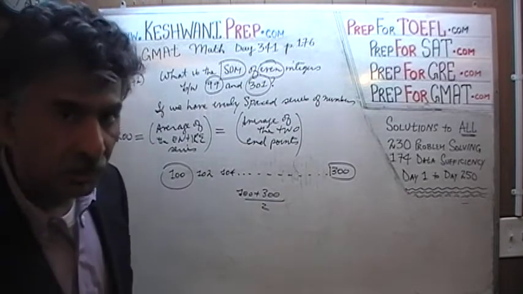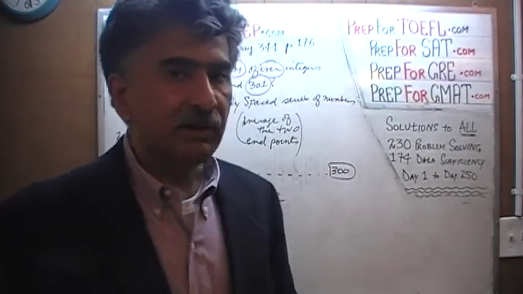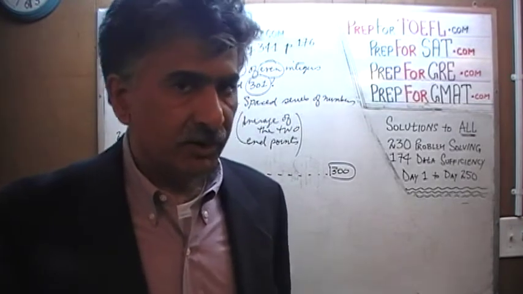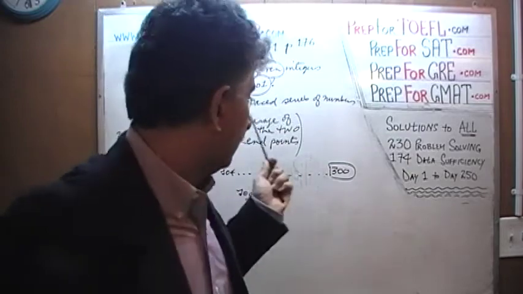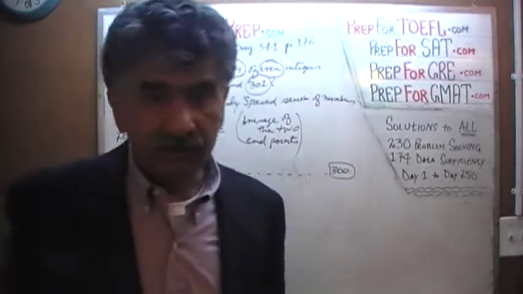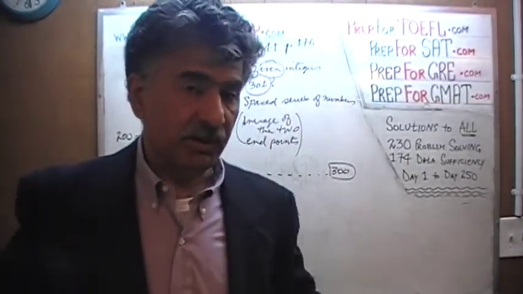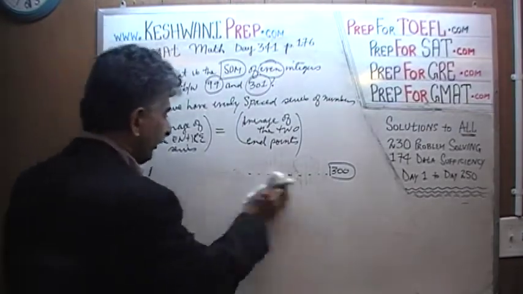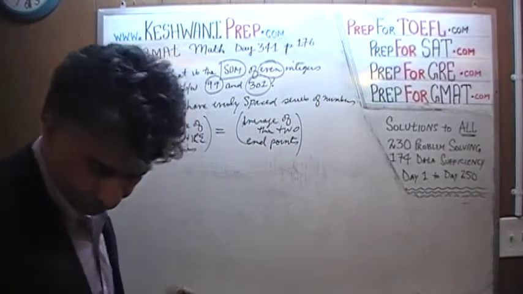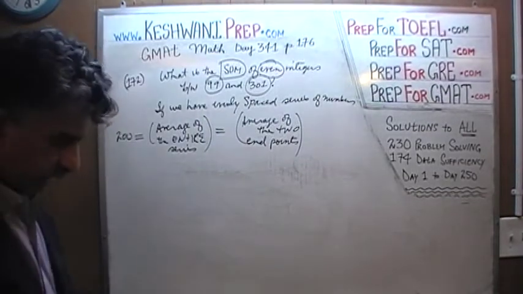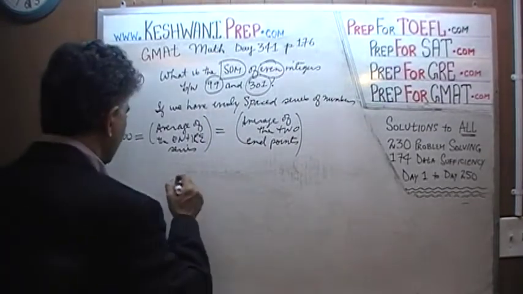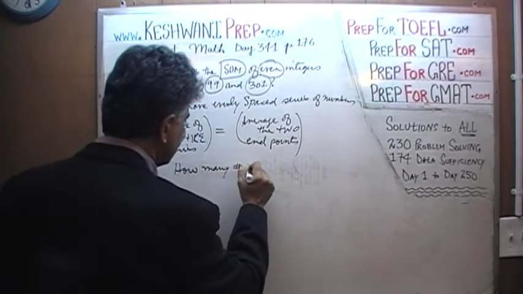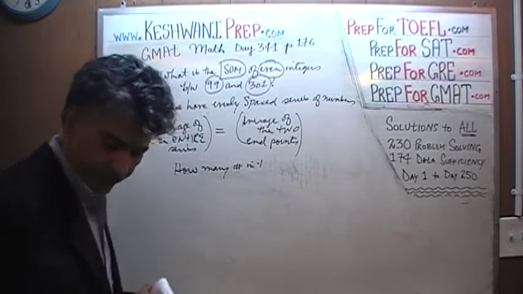Now, all we have to do at this point is figure out how many terms we have in this series, how many numbers we have in this series. Once we know how many numbers there are in the series, and once we know the average, we just multiply the two and we get the answer. That's all. So let's find out how many there are. How many numbers are in our series?